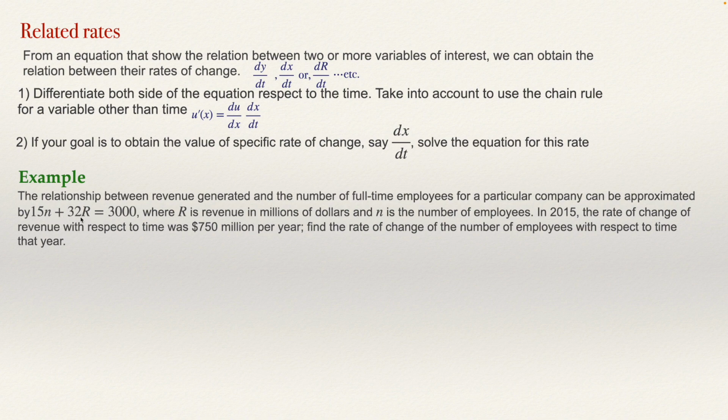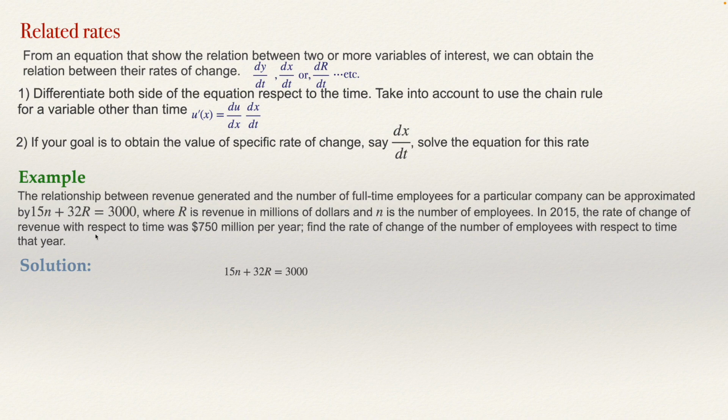They tell me that the number of full-time employees in this company is approximated by this equation, where R is the revenue in millions of dollars. So there is a relation between the number of employees and the revenue of the company. If we have this relation, we can get the relation between the rates. Just get the derivative of both sides.